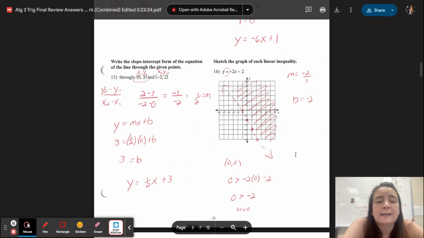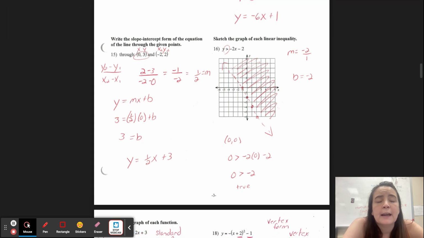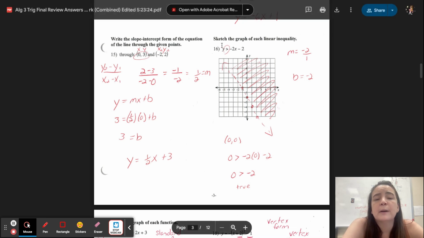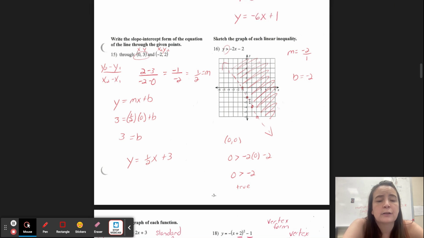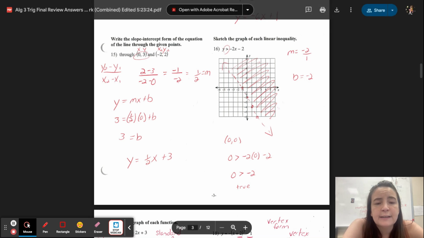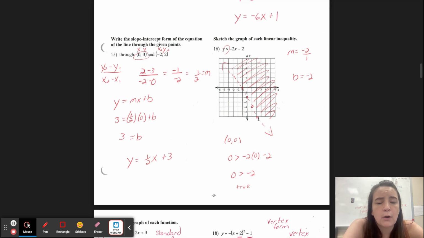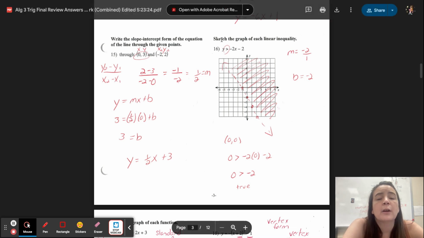All right, for number 16, we have to graph the inequality. Graphing inequalities, again, we start like we would with an equality. So this one, luckily, is in slope-intercept form already. So we have m, we have b. We start with the y-intercept, so it's going to start at negative 2. It's going to go down 2 over 1, down 2 over 1. Now, when I draw my line, I'm going to take a look at what the symbol is.